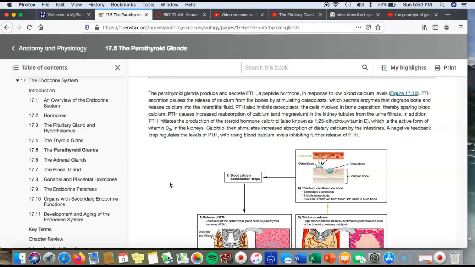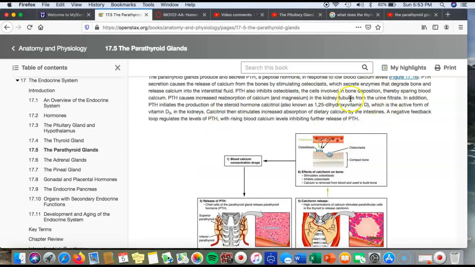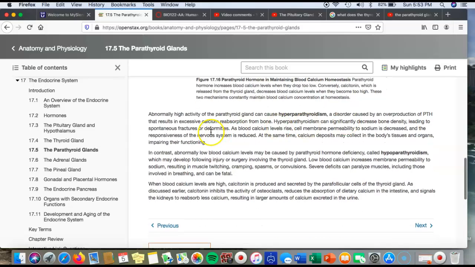Now, what's interesting is that this is also controlled by a negative feedback loop. So when you get rising blood calcium levels, that'll inhibit the further release of the parathyroid hormone. What's interesting about that, though, is if you get too much activity of the parathyroid gland, you get what is called hyperparathyroidism, which is a disorder caused by the overproduction of the parathyroid hormone, and it will result in excessive calcium reabsorption from bone. And what that will do is basically decrease bone density, which will lead to spontaneous fractures or deformities. So hyperparathyroidism is not a good thing, to say the least.